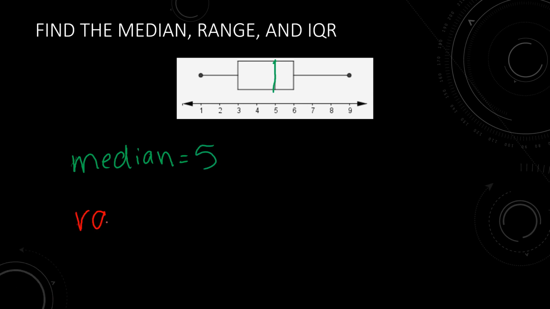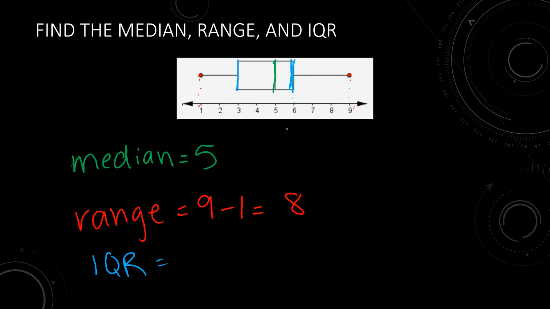Let's do our range second. Remember, range is both of the dots, the whiskers on the outside, and we're going to subtract those. So this dot is at 9, this one is at 1, so 9 minus 1 is going to give me 8. And then the very last thing we need to do is find that interquartile range. Remember, that is the edges of your box plot subtracted. So this edge over here is at 6, this edge over here is at 3. Let's subtract those together and we will get 3. So the median for this box plot is 5, range is 8, and our interquartile range is 3.